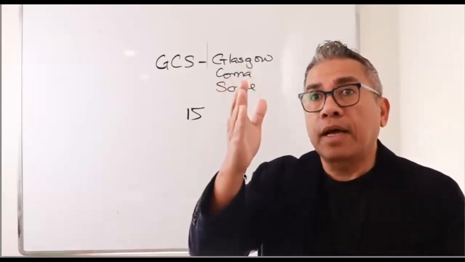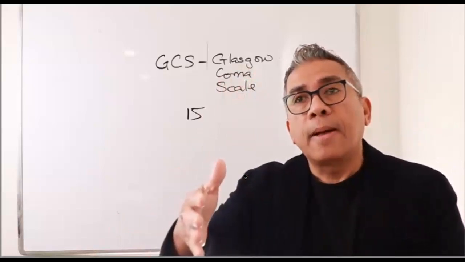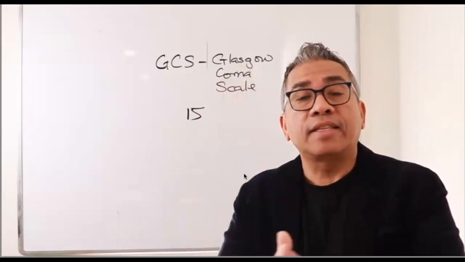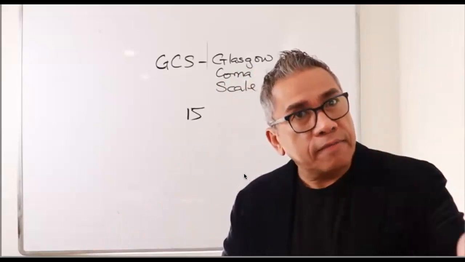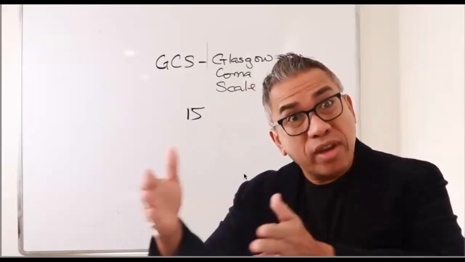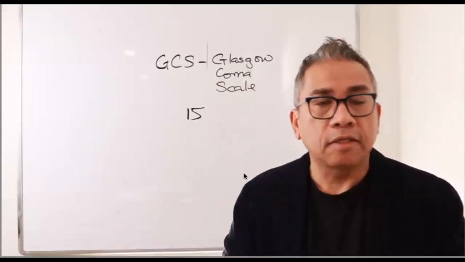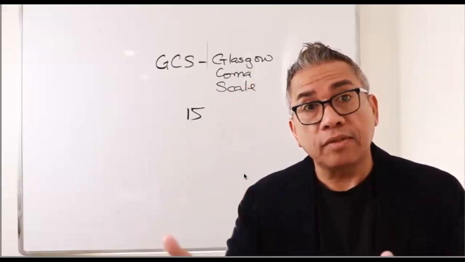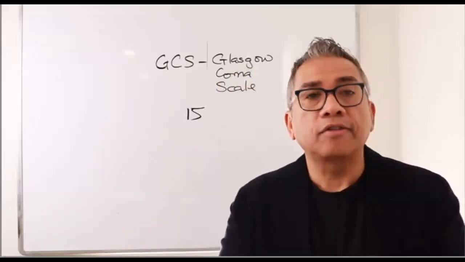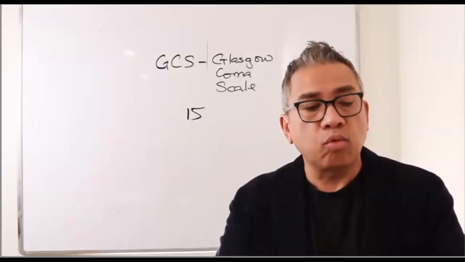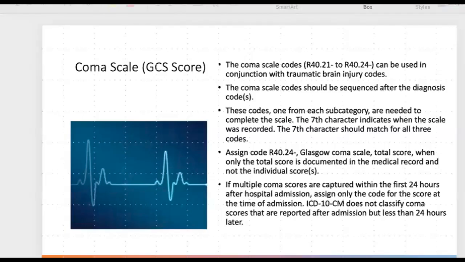So as coders, if the timeline is documented, then you are to assign the coma scale according to the timeline. Was it when the first responder arrived? Okay, was it during transit, right? Or was it when the patient got into the ER? They conducted the coma scale, the GCS assessment. That's what the guidelines are trying to say to us, that you are to assign the code according to the timeline, or when that GCS scoring was performed.